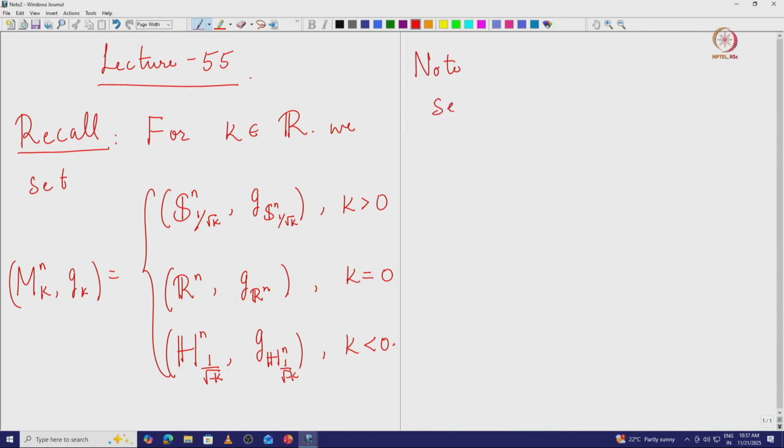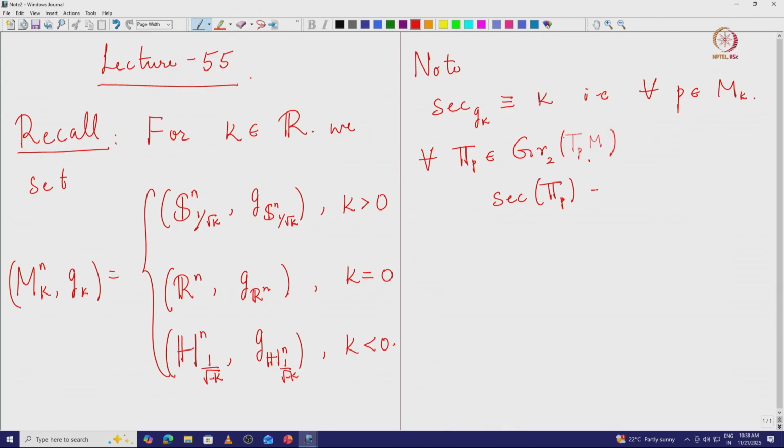So note that the sectional curvature of G kappa is then identically equal to kappa, which just means that for all points P in M kappa and for all two planes in the tangent space at that point, so all two dimensional planes in the tangent space at that point, we basically have that the sectional curvature of the tangent plane is actually equal to kappa. Okay.